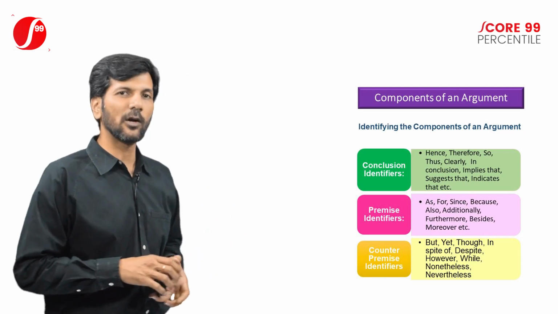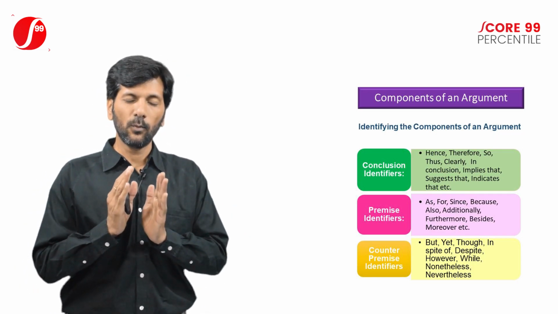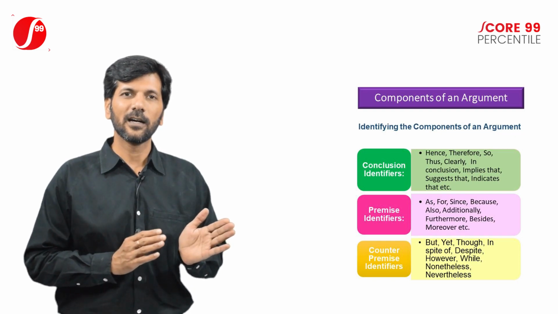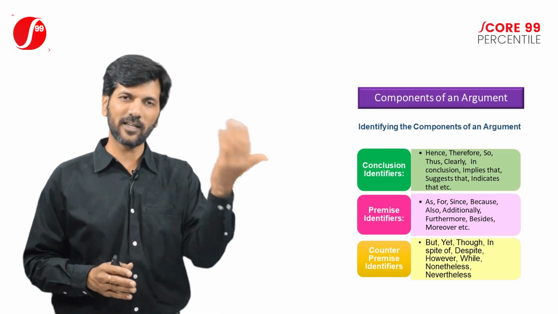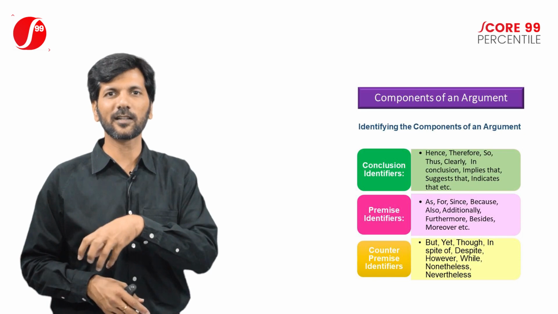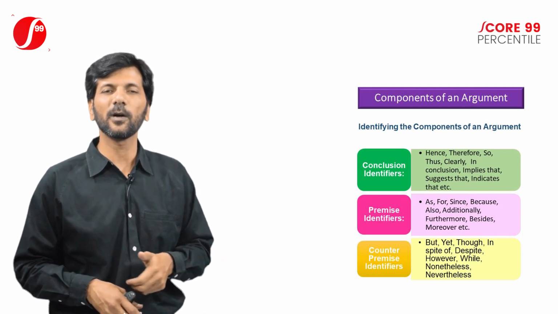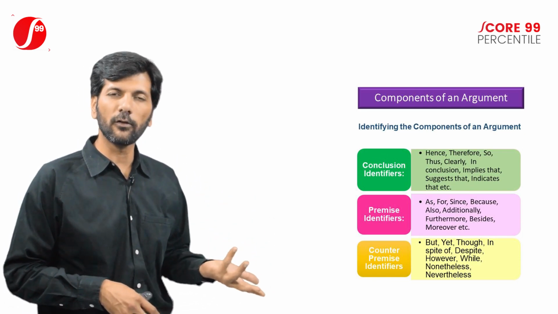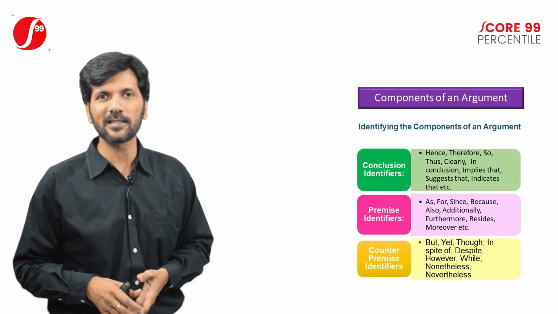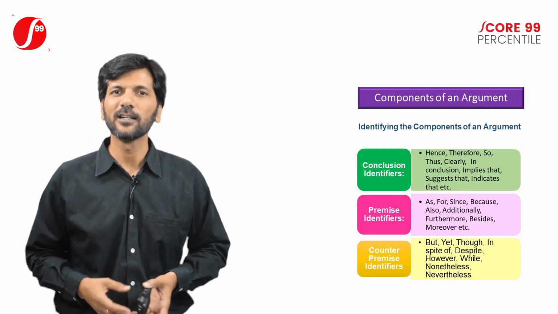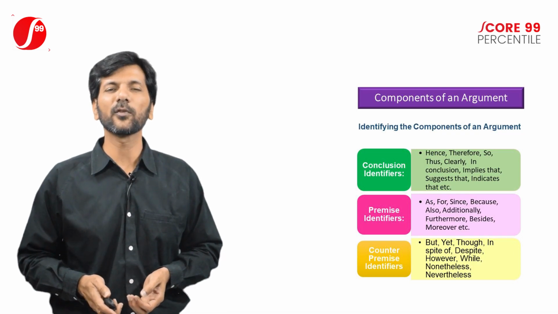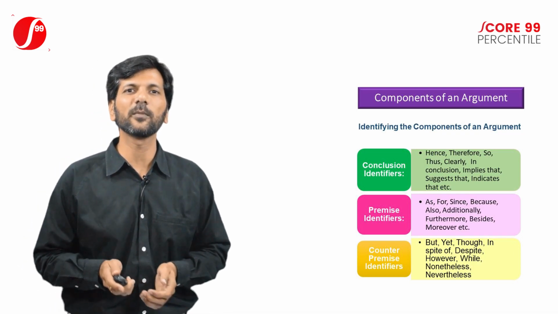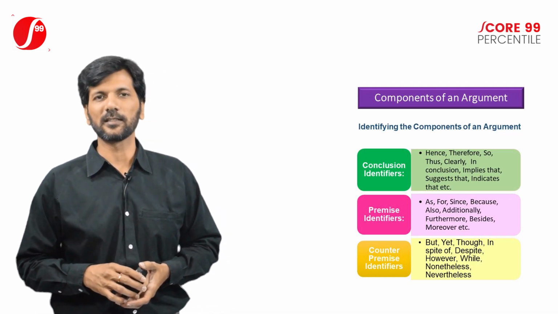So how do you recognize counter premises? When you have words that indicate a thought contrast, that is counter premise identifiers, just as thought extension is premise identifiers. Words like but, yet, though, although, even though, nonetheless, nevertheless, despite, however, these kinds of words will help you recognize that this part of the argument is your counter premise.